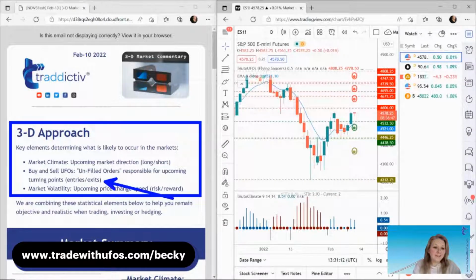Then we'll look at buy and sell UFOs. UFOs in this case stands for unfilled orders. Essentially, we want to know where the buy orders are and where the sell orders are. Where are the buyers? Where are the sellers? That's helpful to know because buyers are likely to push the price up and sellers are likely to push the price down. So if we have an understanding of where they are, it gives us an idea of where we should be buying and selling. Now we use an app called Auto UFOs.